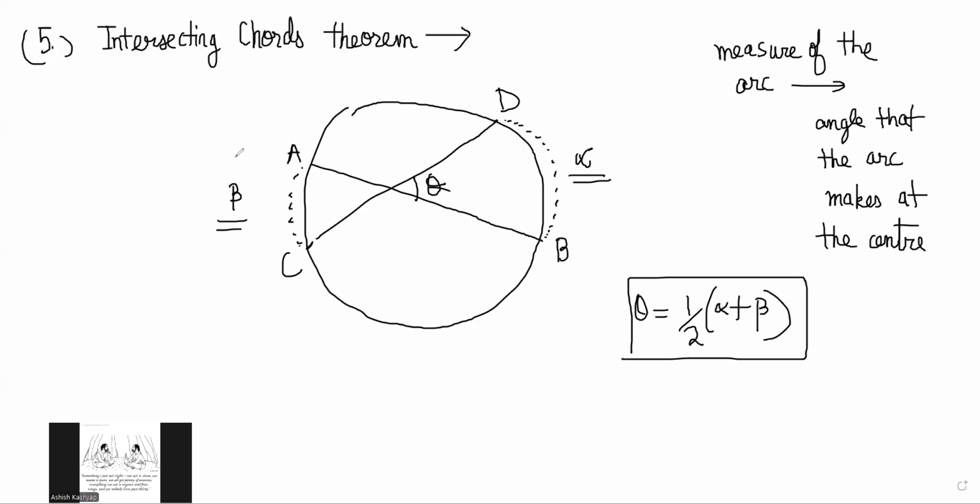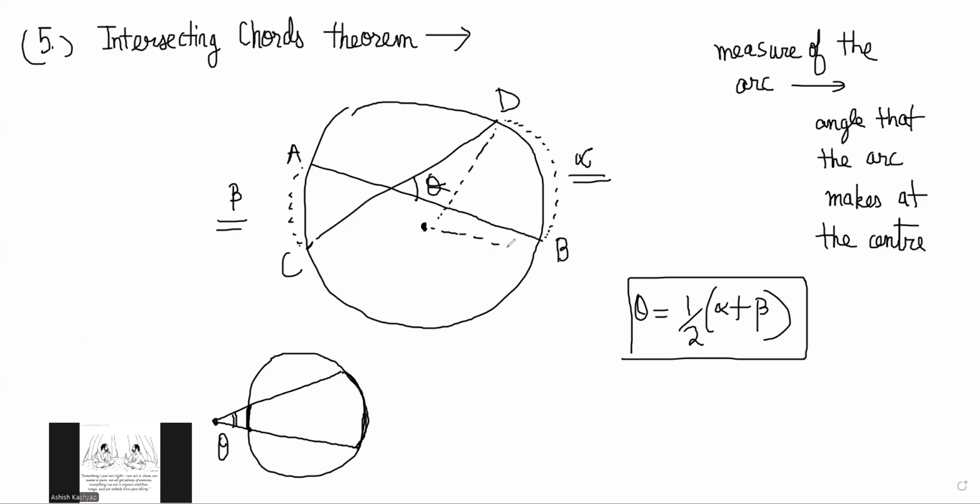And in case the intersection was outside, suppose the situation was different and the intersection of the chords was outside, then that theta would be 1/2 of the difference of these two arcs. Do you understand what I'm saying right now? Try to prove this. So make a center here. You have to prove that this angle is alpha, we know, and this angle is beta. You have to prove that alpha plus beta by 2 is equal to this angle.